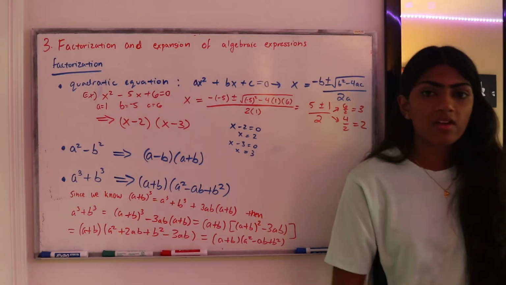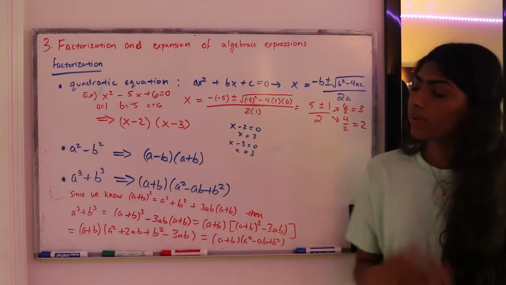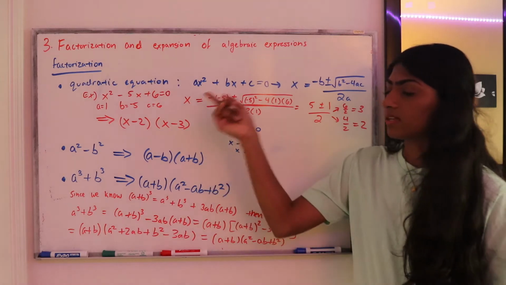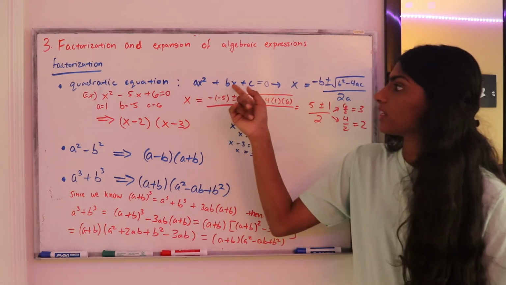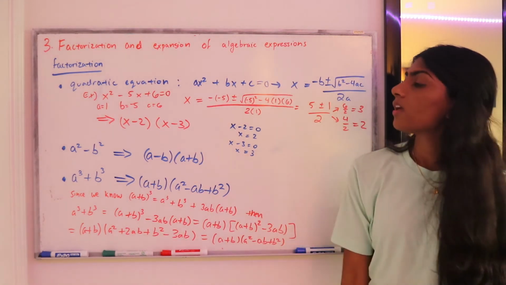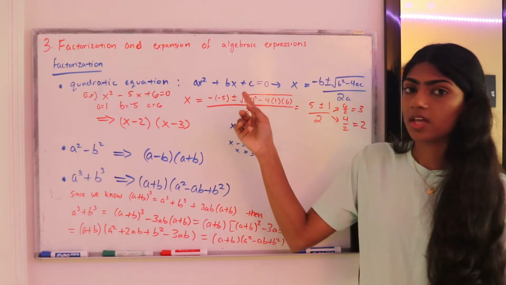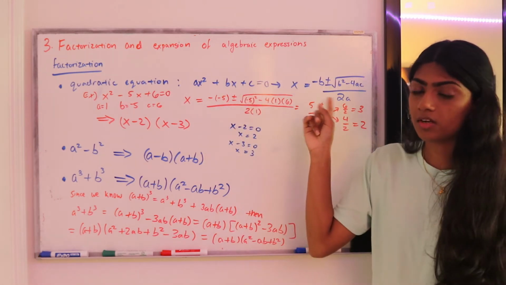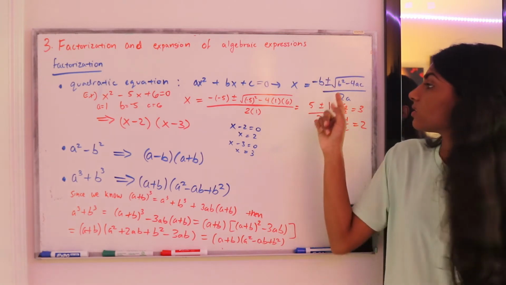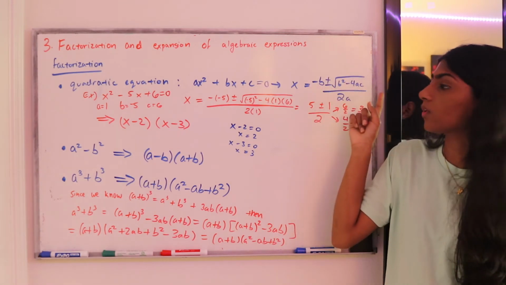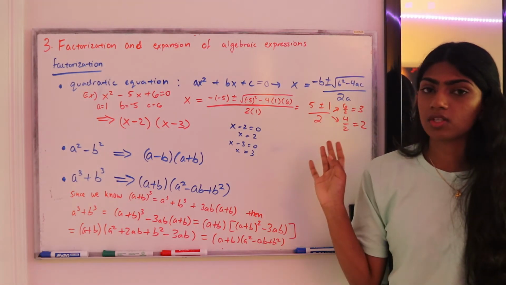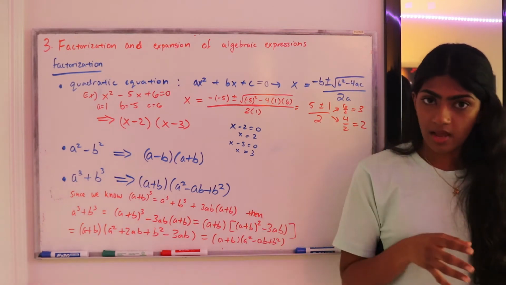So now we're going to look at factorization. One way to factor is by using the quadratic equation. A quadratic equation has this standard form: ax squared plus bx plus c equals 0. It's really important that it equals 0. So what we're going to do is take the coefficients and apply them into this formula right here, which is the quadratic formula, where x equals minus b plus or minus the square root of b squared minus 4ac, all over 2a. It's a good idea to memorize this equation because it's used in a lot of areas in math.